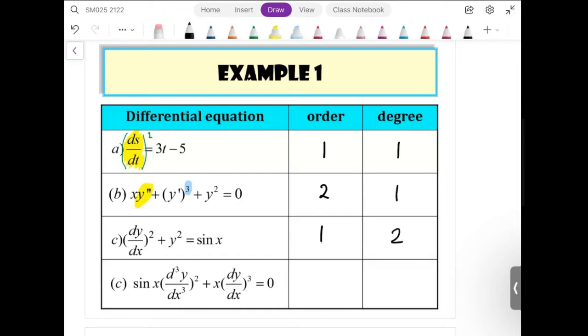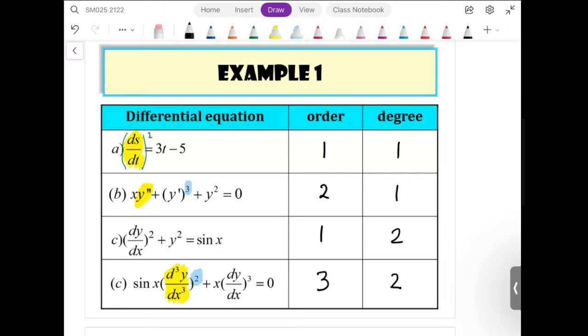And then the last one, sin x (d cubed y over dx cubed) squared plus x (dy/dx) cubed. For the order, even though we have two different derivatives, focus on the highest one. So we go to d cubed y over dx cubed. That means it is differentiated 3 times. So that would be our order 3. And then for the degree part, same as before, even though there is a power of 2 and a power of 3, focus on the derivative part. So our degree will be 2. Don't take the power of 3, or it will be wrong. Alright, so that's basically it for order and degree.